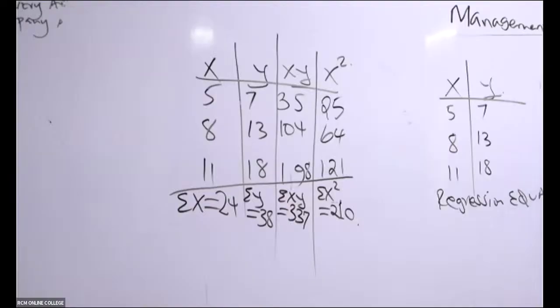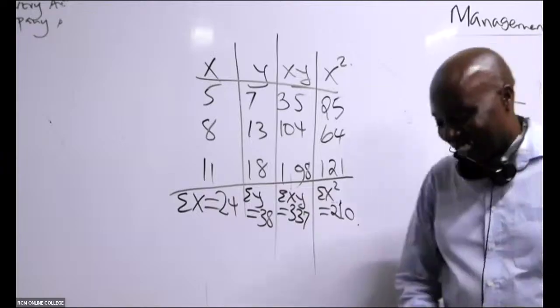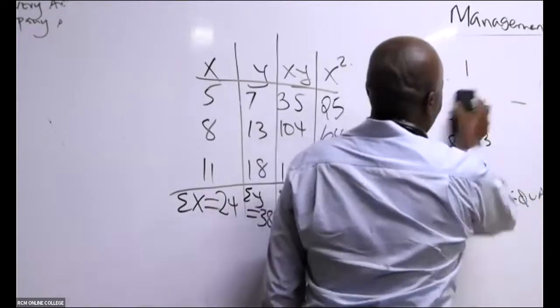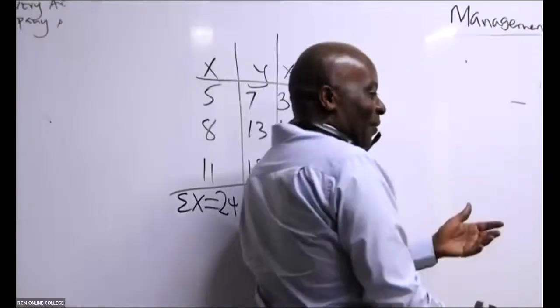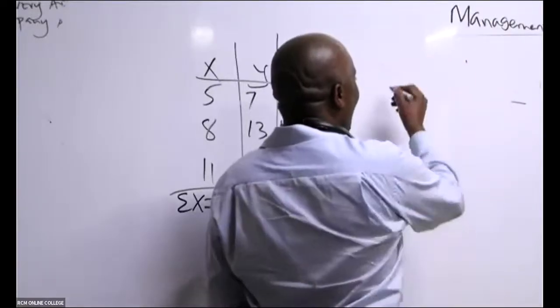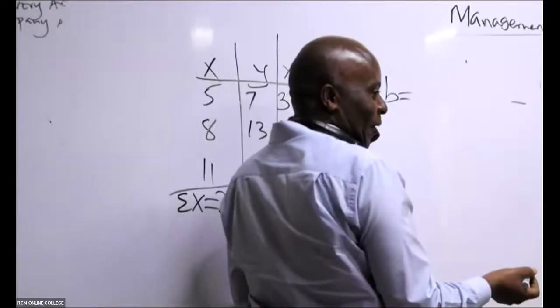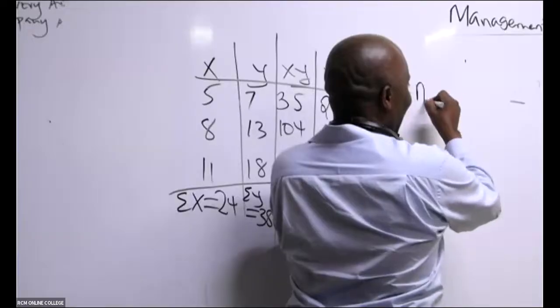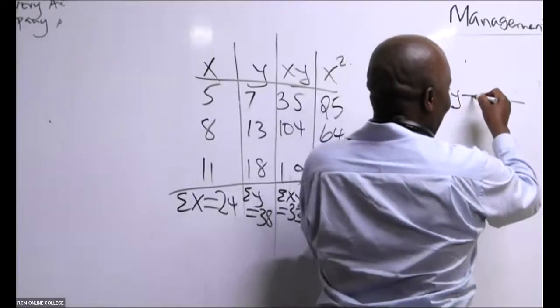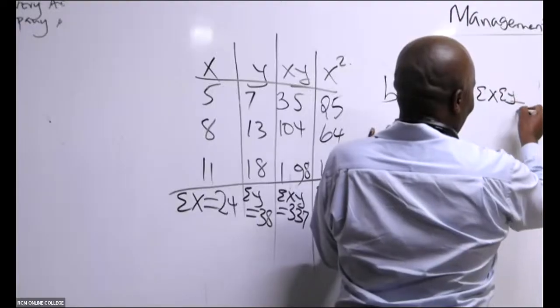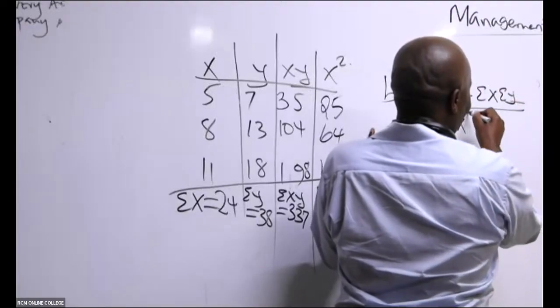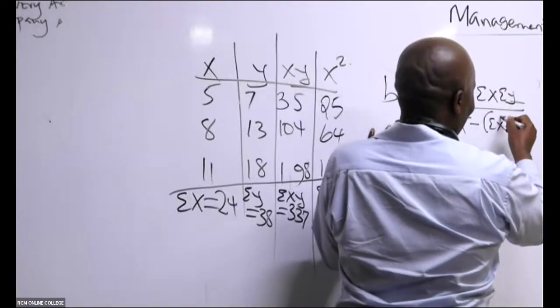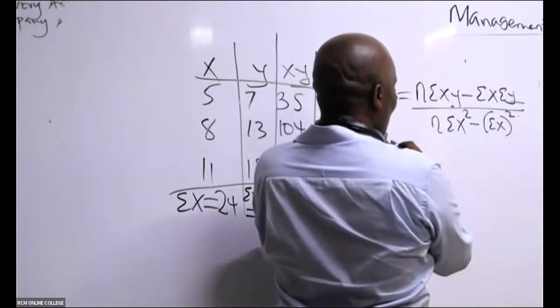What is the formula of A? A equals... And of course, I can see everybody's trying because they expected me to ask for B. And the B I know you have mastered now. B equals who? N summations of xy minus ... over ... minus ... squared, isn't it? So let's try substituting.